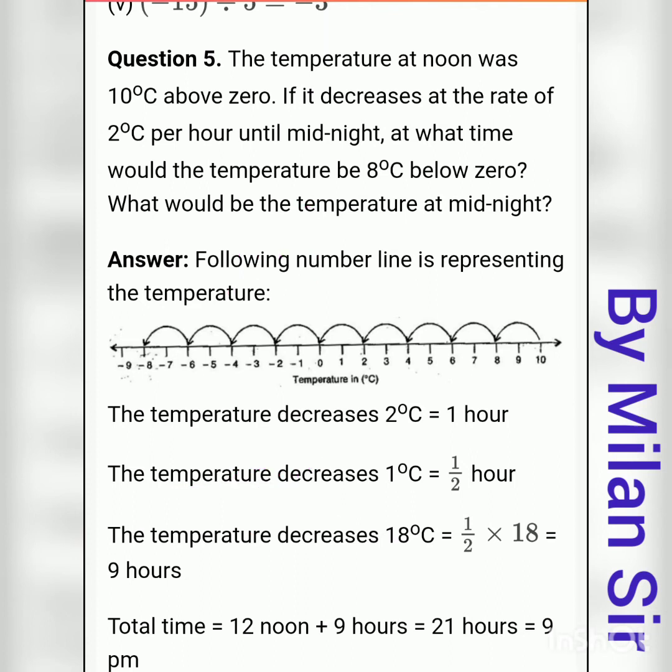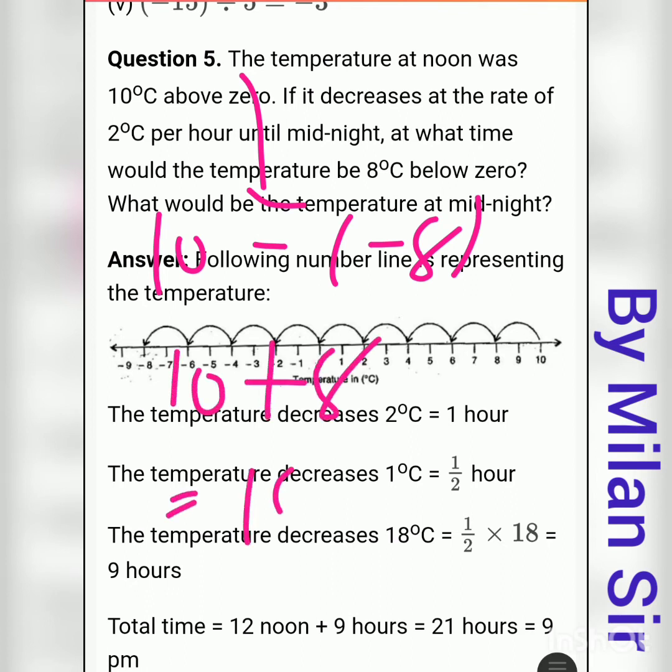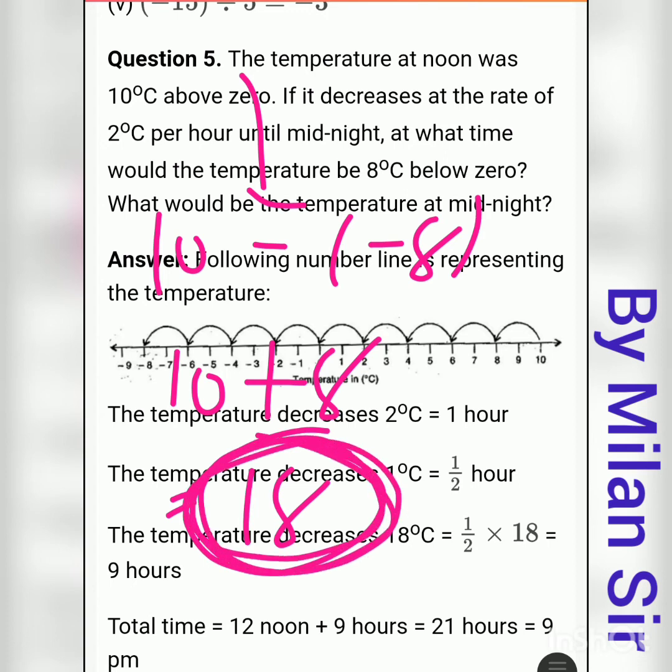Again, initial temperature is 10 degrees Celsius and we want temperature minus 8 degrees Celsius. First of all, we need to find the difference. So 10 minus minus 8. For the difference we need to subtract these two numbers. So 10 minus minus plus 8, so 18 degrees. That means we need to decrease the temperature by 18 degrees Celsius.